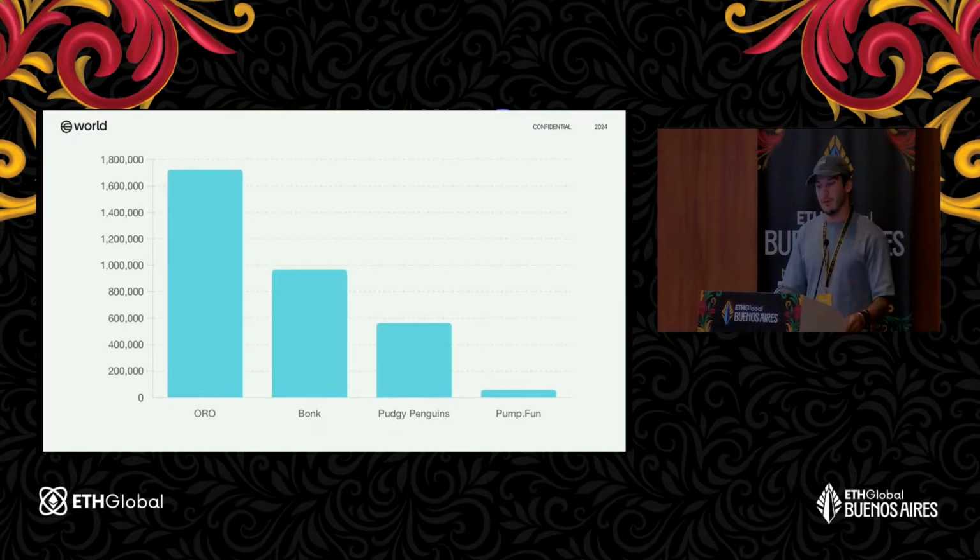That means Oro is way, way, way better than Bonk or Pudgy Penguins or any other meme coin that launched in pump.fun. In my opinion, it is one of the most untold stories in the crypto ecosystem for meme coins.